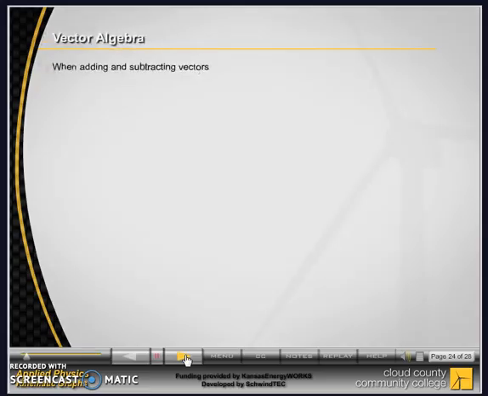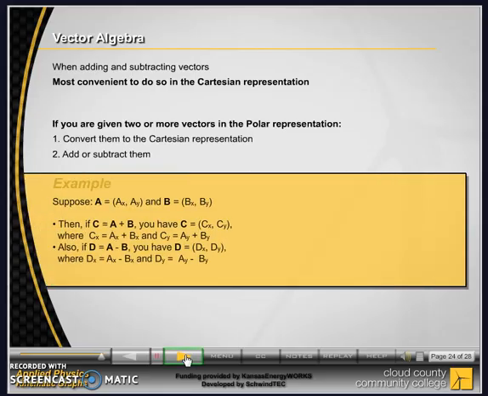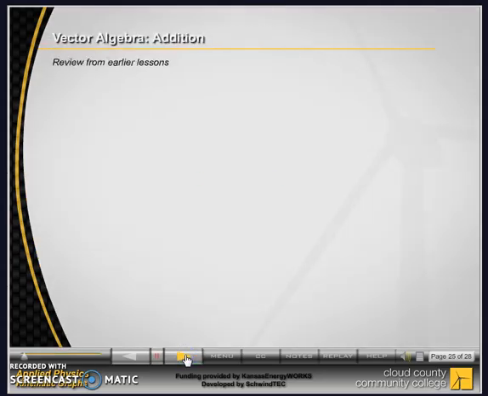When adding and subtracting vectors, it is most convenient to do so in the Cartesian representation. So if you are given two or more vectors in the polar representation, first convert them to the Cartesian representation and then add or subtract them. Review this example. This is a review from earlier lessons. Can you remember the concepts?